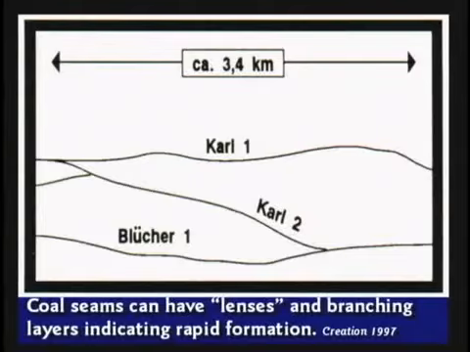Creation magazine had an article in 1997 about coal seams. They're drilling down, they hit a seam of coal, they dig the coal out, dig down through some more rock, and find some more coal. And they'll say, oh yeah, this one is millions of years older than this one. As they're mining this coal, they found out the seams come together. Now, what does that say? Formed at the same time, right?